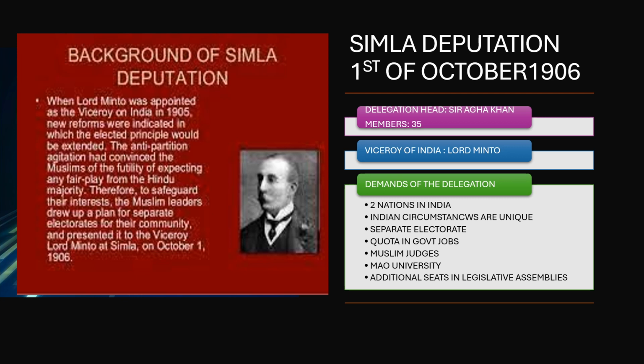The Indian circumstances are unique and not the same as England. The Muslims and other minorities should be given a separate electorate, that is, the minorities will choose their own people to represent themselves in the councils. There should be a quota in government jobs. Muslim judges should handle the cases of Muslim people. Mayo College should be given university status, and there should be additional seats in the legislative assemblies.